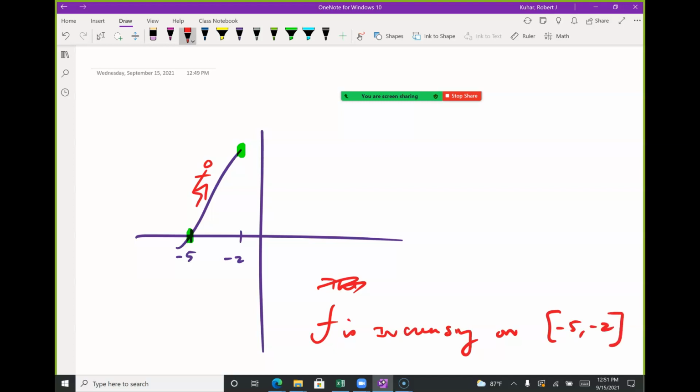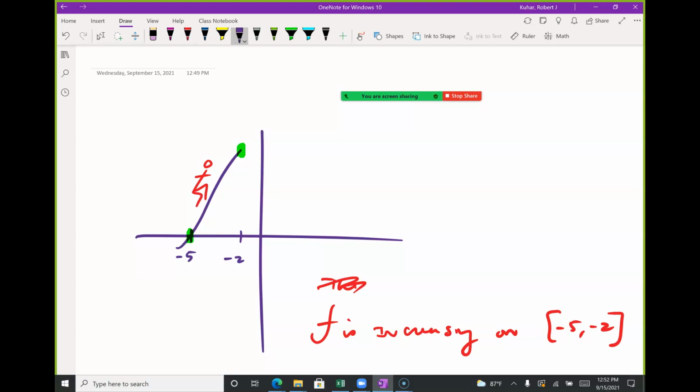And this book uses closed brackets. I don't agree with the closed, the inclusive. In your Calc 1 book, whenever you talk about increasing, decreasing intervals, you'll always be using open intervals. So I don't know why the book uses this.